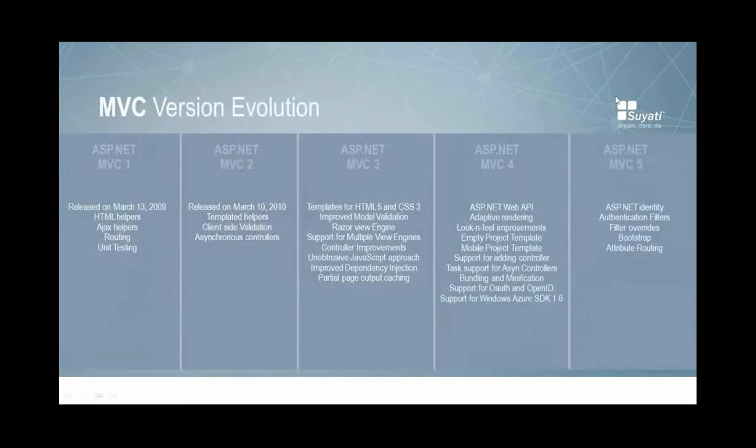This is our MVC Version Evolution. It started in the year 2009, when MVC 1 was introduced. Here you can see the major features in MVC 1: HTML helpers, Ajax helpers, routing and unit testing. Coming to MVC 2, after exactly 1 year they released MVC 2. In that, templated helpers were introduced, client-side validation features were introduced, and async in controllers.